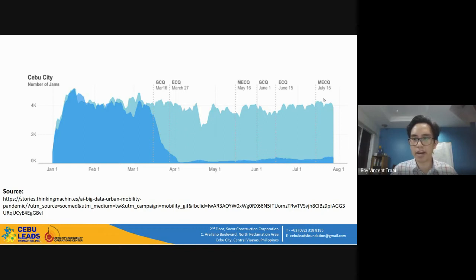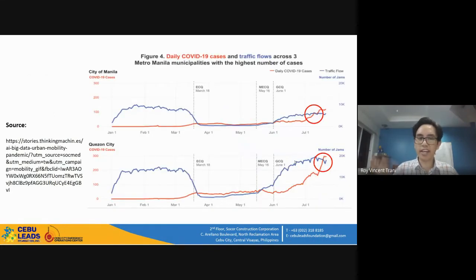In Cebu, this is until about August 1, or maybe the middle of July. The number of traffic jams has reduced significantly, even when the MECQ was released here on July 15. So still a very minimal number of traffic jams. So this change is significant.